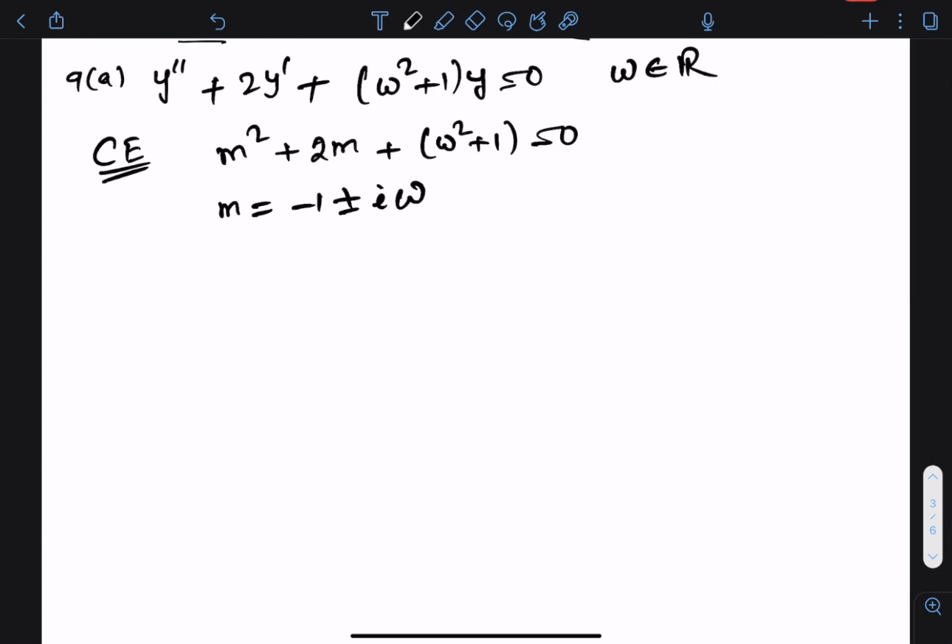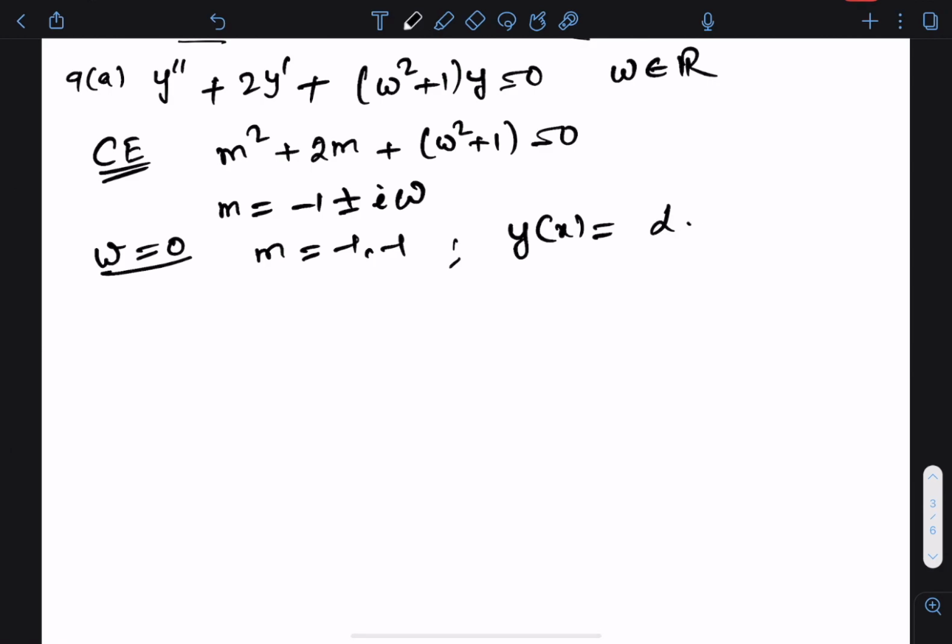So now the solution depends on what omega is. Suppose omega is 0, then you have repeated roots. m is minus 1, minus 1. Right? Minus 1 is a repeated root. So corresponding to that, you will have the general solution, which for repeated roots is alpha plus beta x times e power minus x. Right? Because these roots appear here in the exponential. So that's the general solution when omega is 0.